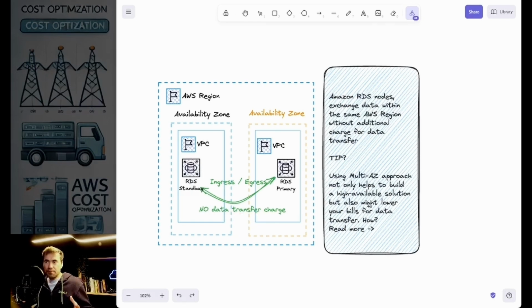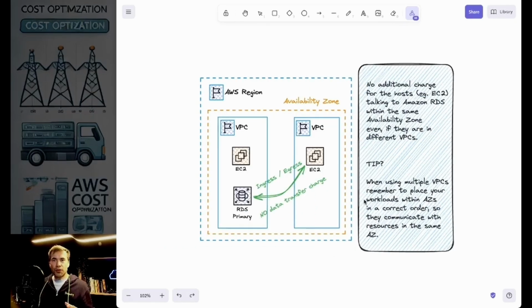So my tip: build your highly available solutions based on Amazon RDS if you are using a kind of database that is supported by Amazon RDS, like MySQL, PostgreSQL, maybe Aurora. You can have this solution based on multi-availability zones without being charged for the data transfer across all those nodes.